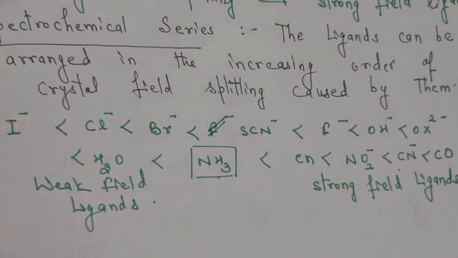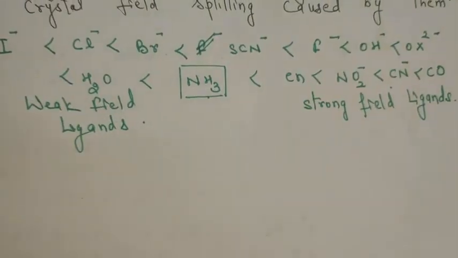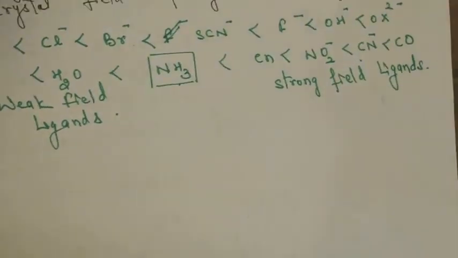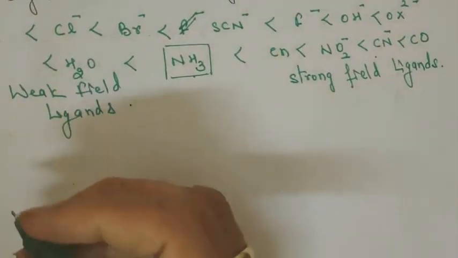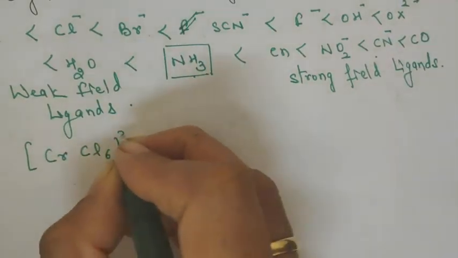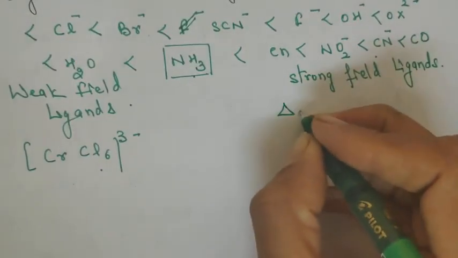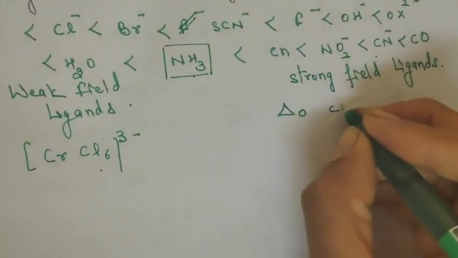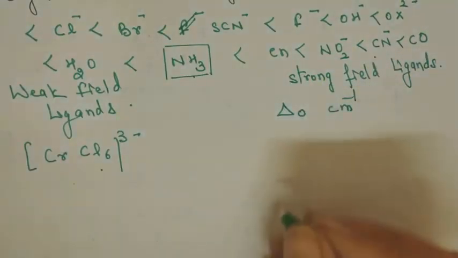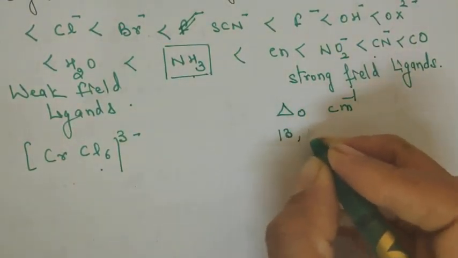Many times in the paper the question comes as to which causes more splitting. So, if I give you the values, if you have this complex CrCl6 3 negative, then you know which ligand is present here. Cl is the ligand which is present. The value of crystal field splitting caused by it, delta naught in centimeter inverse, is 13,200.